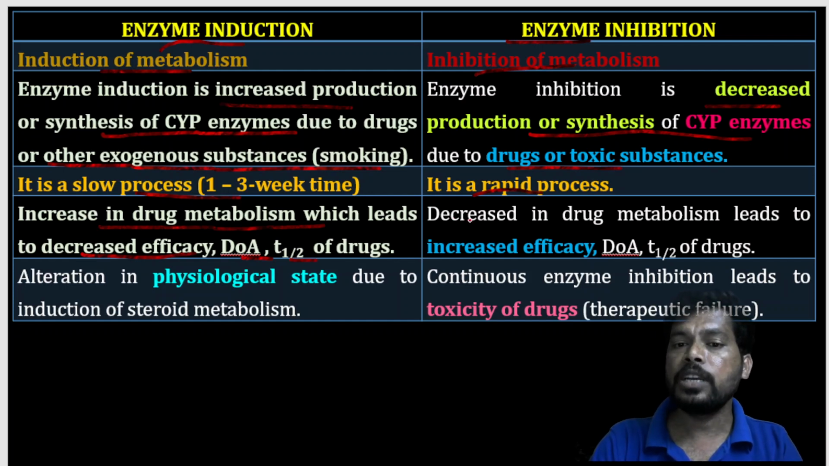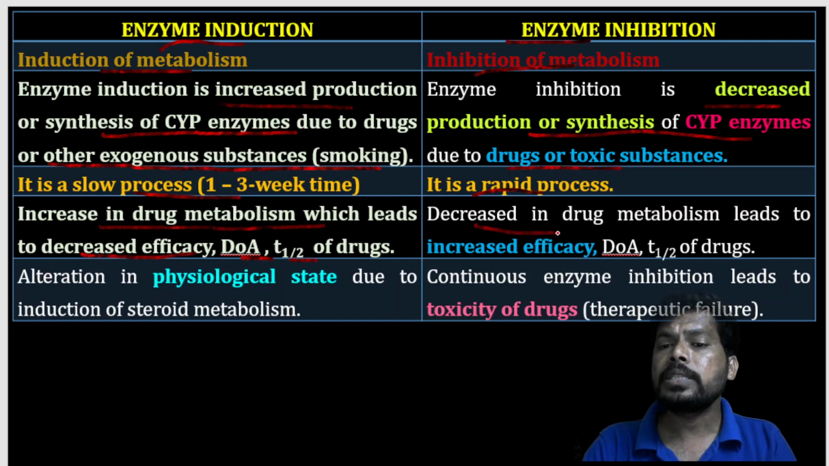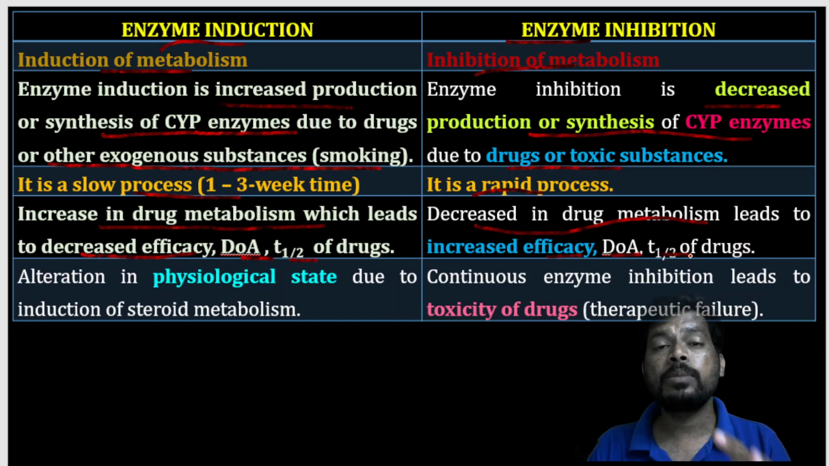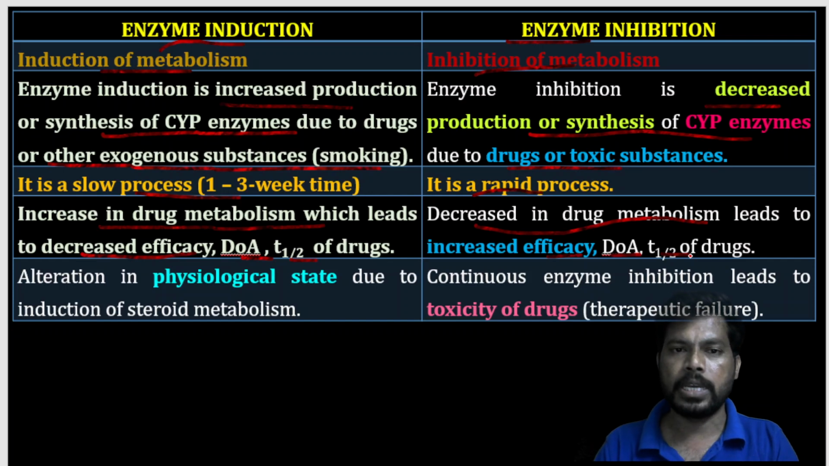And regarding enzyme inhibition, decrease in drug metabolism leads to increased efficacy, increased duration of action, and increased half-life, which may lead to toxicity, because here the enzymes are inhibited. If enzymes are not being produced, there is no metabolism of the drug. If drugs are not metabolizing, the half-life of the drug increases as well as toxicity.